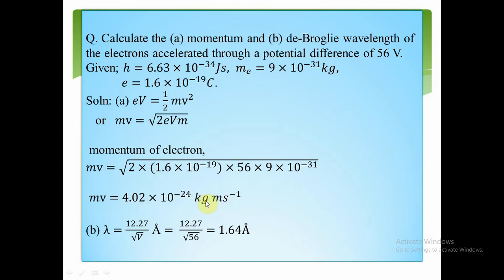And next he asked you to calculate the de Broglie wavelength. De Broglie equation: lambda equals 12.27 divided by square root of V angstrom. Potential difference is given, 56 volt. If we substitute in this equation, 12.27 divided by square root of 56, after the simplification we get 1.64 angstrom.